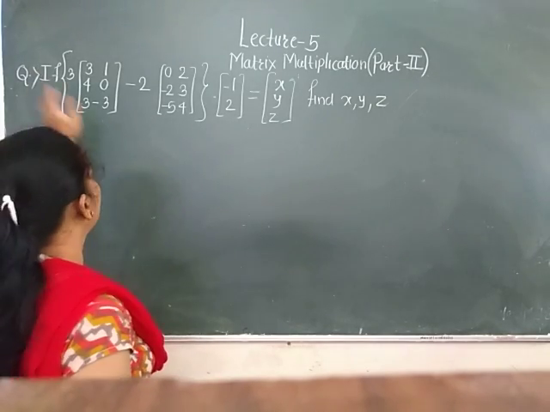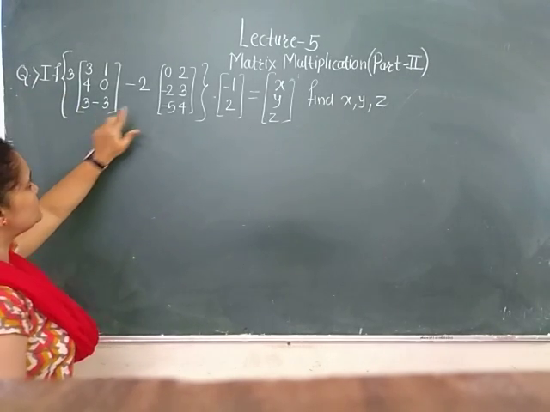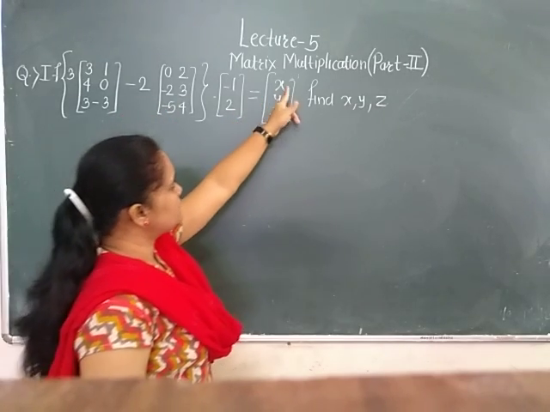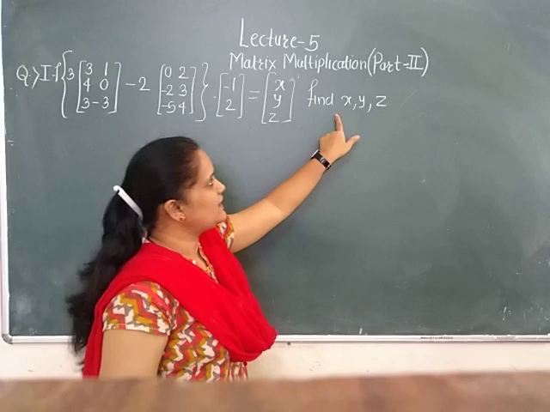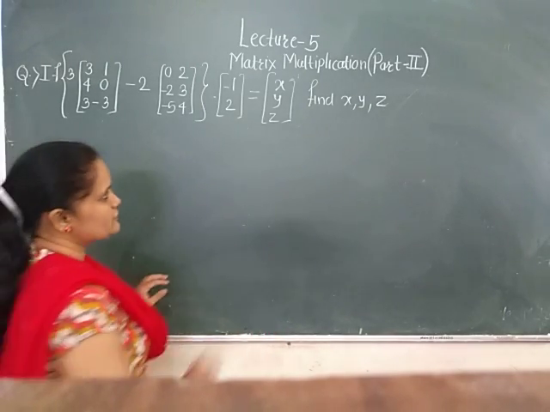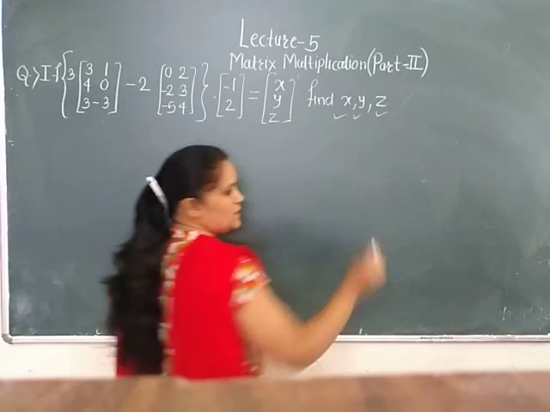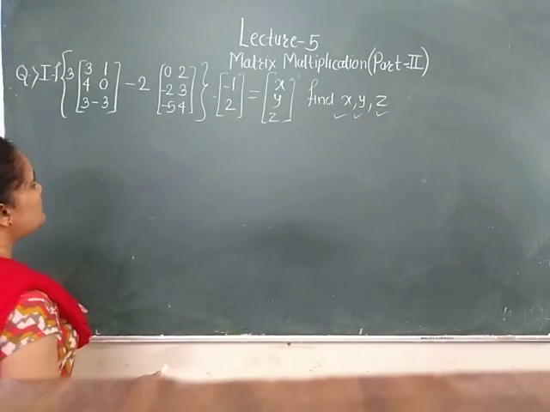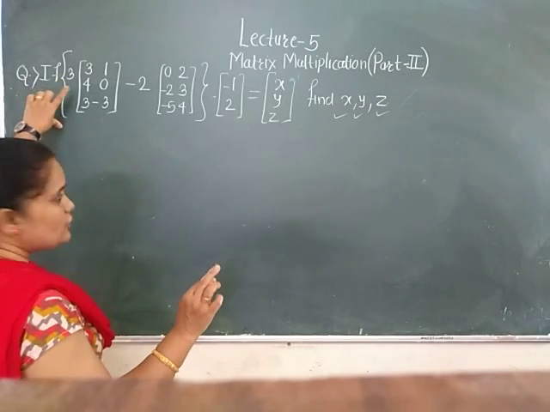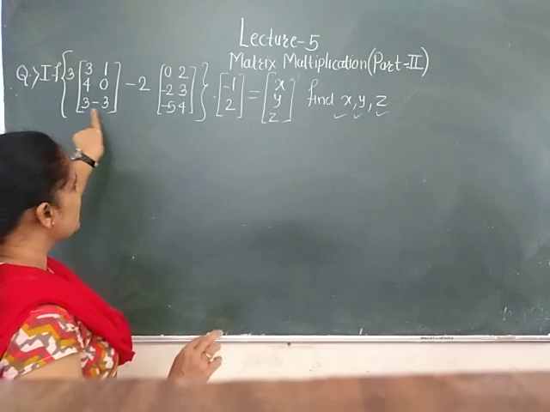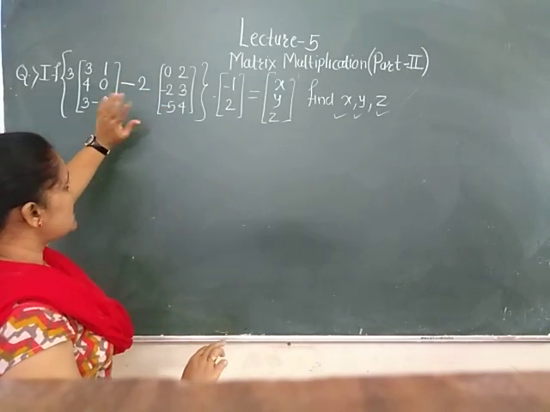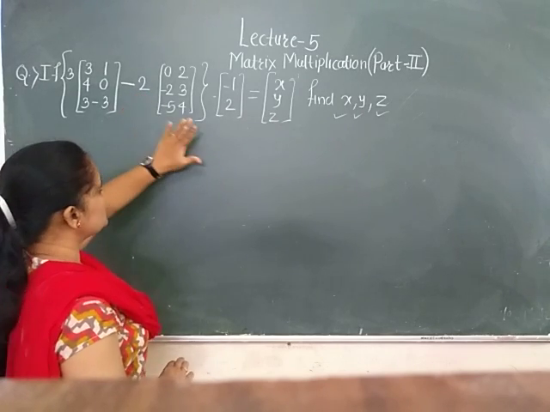Let's solve this question. If 3 into this matrix minus 2 into this matrix, multiplied with this matrix, is equal to xyz, then find the values of x, y, z. So here we have to solve this question for x, y and z, and we have to find out its values. So first of all, we'll start with the scalar multiplication. I will multiply this matrix with 3, and this matrix with only 2. This subtraction sign will remain as it is outside.